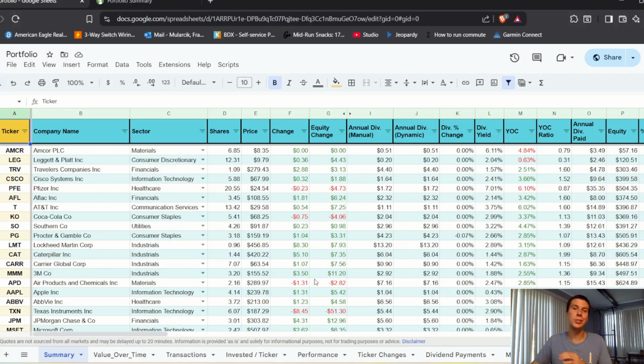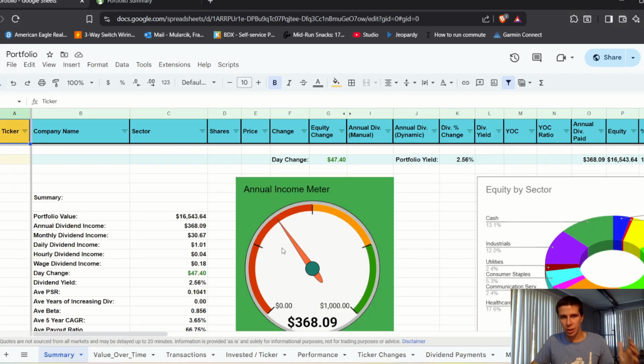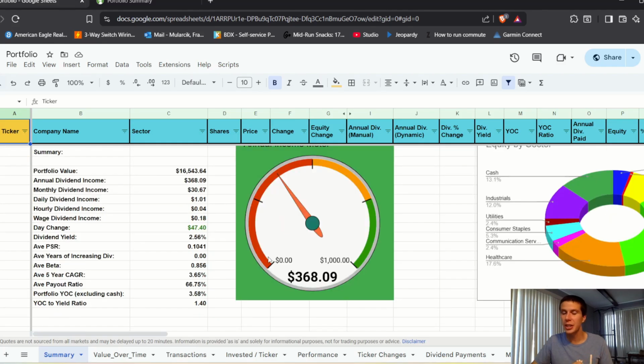So first of all, let's just take a look at the spreadsheet right now before I make any updates for the month of August. So these are the companies I own in my portfolio. Current portfolio value is about $16,500. Projected dividend income is $368, but that's not including any interest we do receive on our cash. And current dividend yield is about 2.5%.